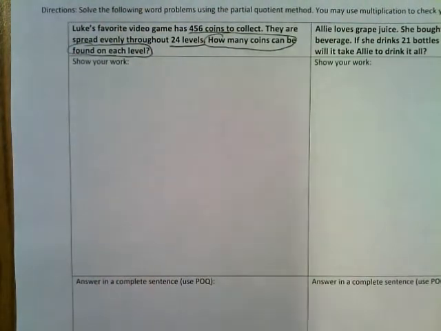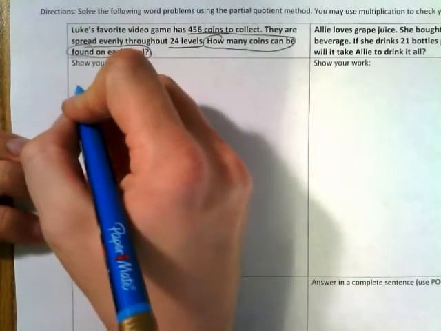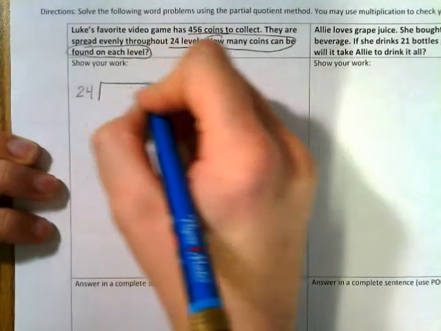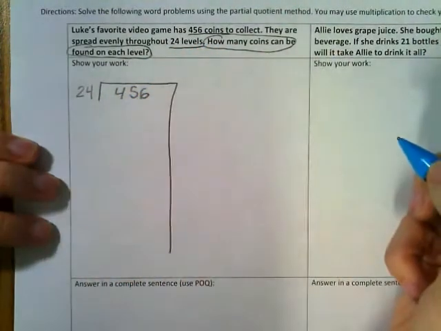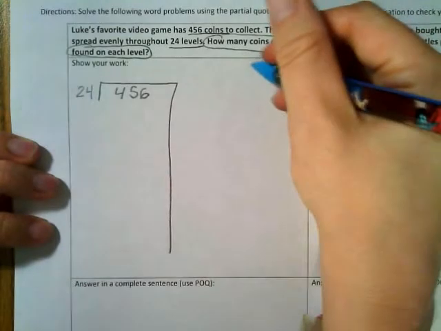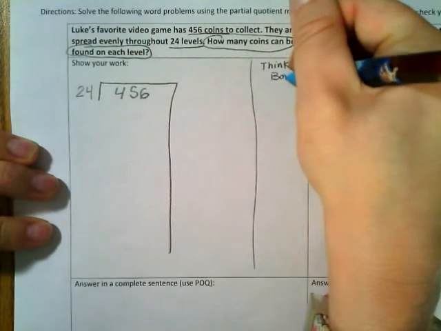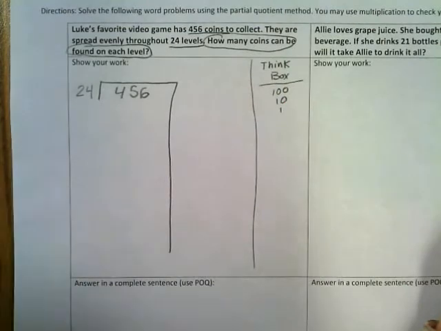Alright, so we know we have 456 coins, and they're spread evenly or divided throughout 24 levels. So I know that this is going to be a division equation. So let's set up our division using partial quotients. 24 is our divisor, and we're going to put 456 inside. That's our dividend. And over here we're going to go ahead and put our think box with our place value, hundreds, tens, and ones.